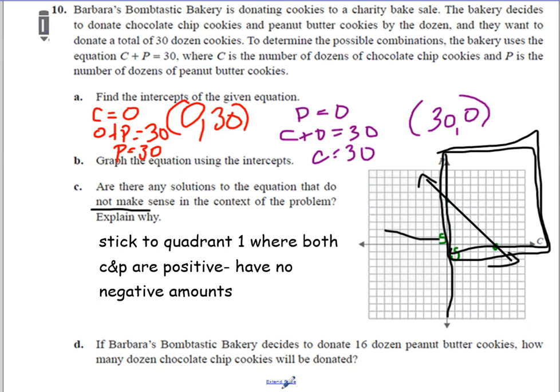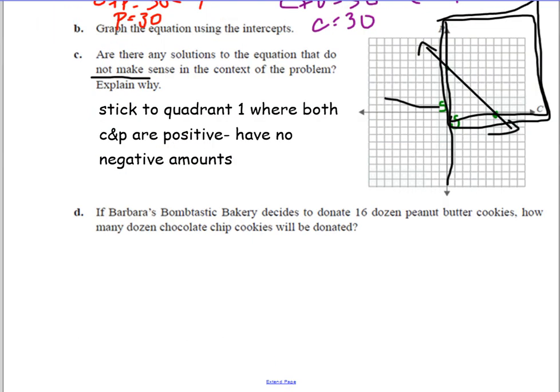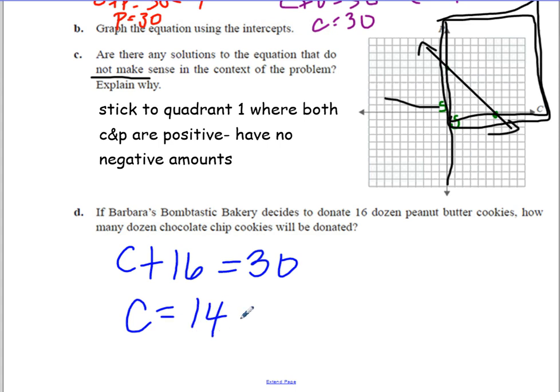And then our final question asks if we have Barbara's Fantastic Bakery donating 16 dozen peanut butter cookies. How many chocolate chips? So chocolate chips plus 16 the peanut butter still needs to equal 30 total. So we'll subtract 16 from both sides and we'll get the chocolate chips would be 14 dozen cookies.